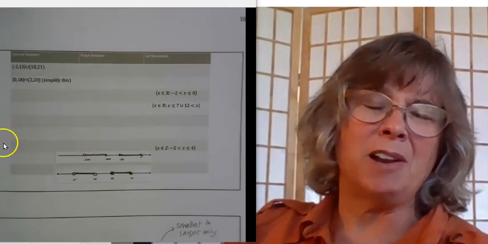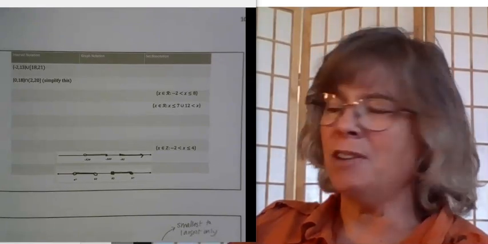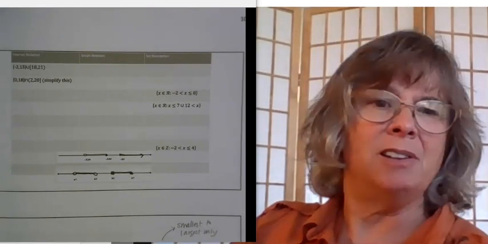So all three of these are really important ways of depicting sets of numbers. Now, just for extra practice, see if you can fill in this chart. Pause the video. I think you've got enough information to go finish it. Pause the video, finish it up, and then check your work.